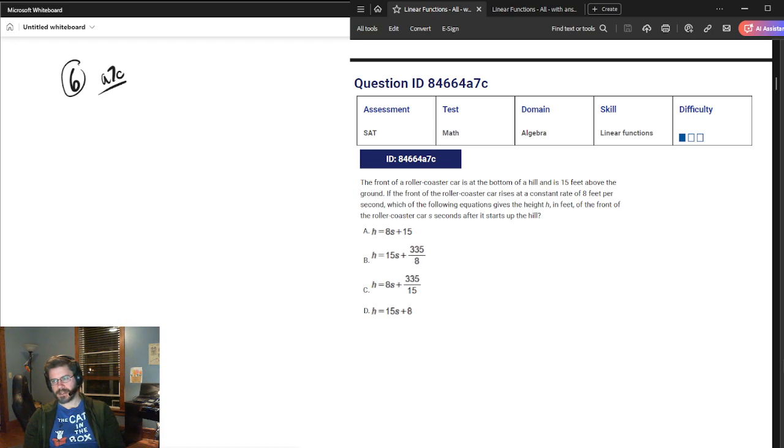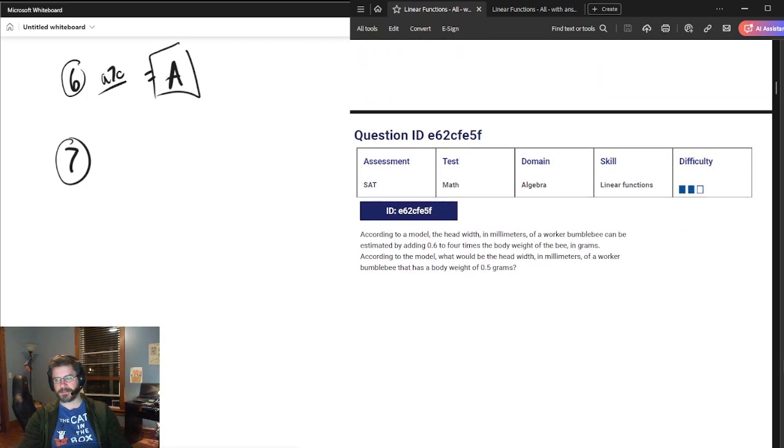A roller coaster car is at the bottom of the hill. It's 15 feet above the ground. Okay. The front of the roller coaster rises at a constant rate of 8 feet per second. Which of the following equations gives the height of the front of the roller coaster at s seconds after it starts up the hill? So the beginning value is 15, so the answer must be A. There's no modifications to it, there's no changes, it just begins at 15 and goes up 8 each second from there.